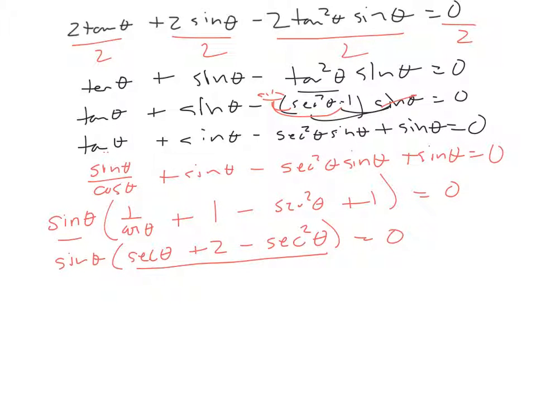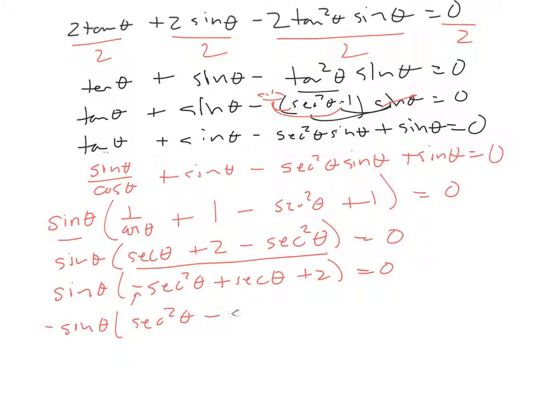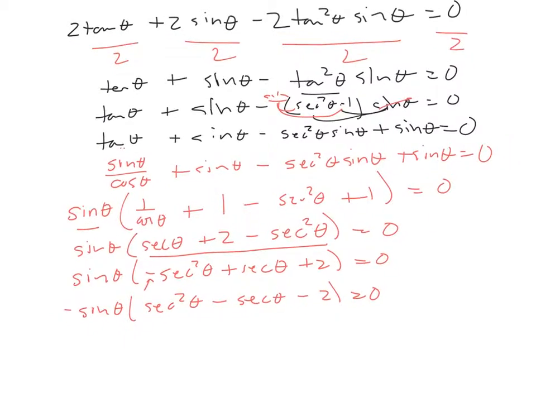This looks like a quadratic to me, so let's reorder it and then see if we can factor it. When I reorder it, I'll get negative secant squared theta plus secant theta plus 2 equals 0. One of the problems with this one is that it's a quadratic, but this first term is a negative. Let's factor a negative out so it becomes positive. So it'd be negative sine theta, and then this would be secant squared theta minus secant theta minus 2 equals 0. Okay, feeling pretty good so far.